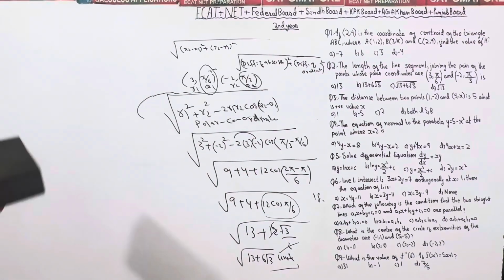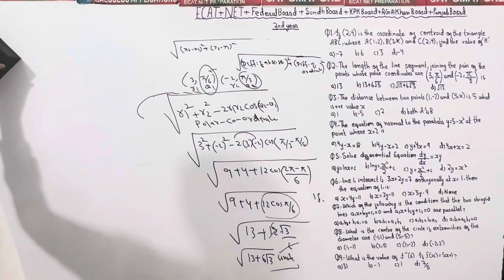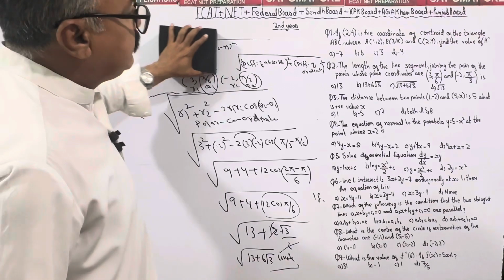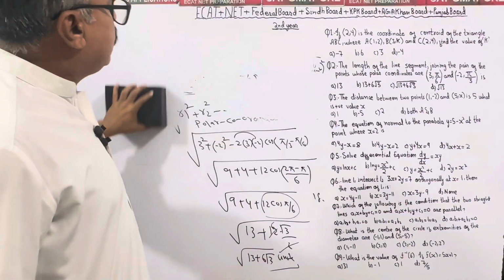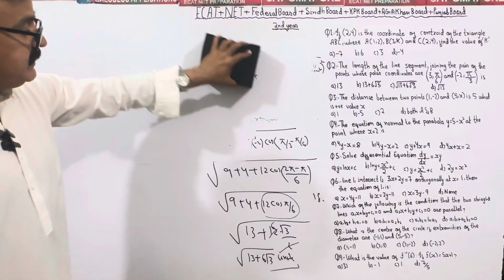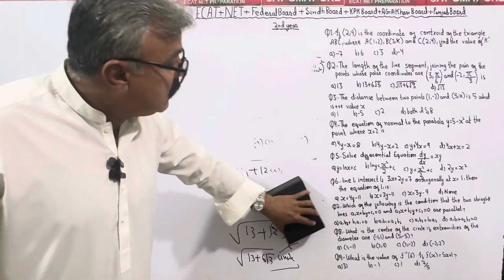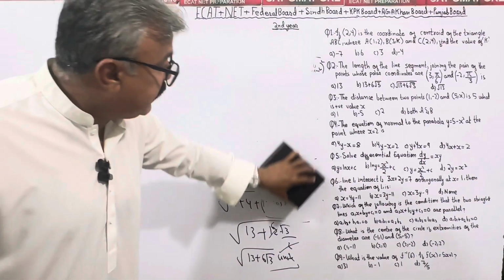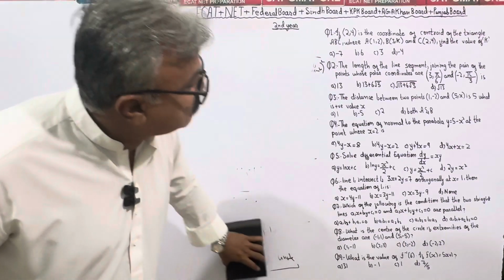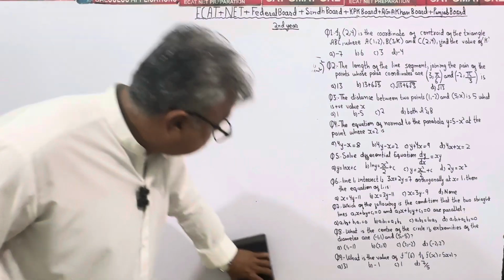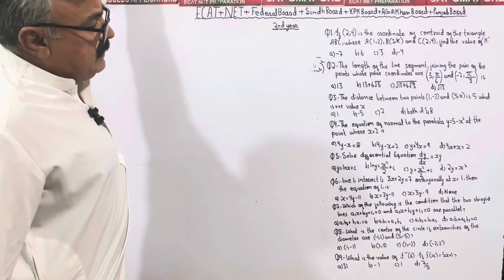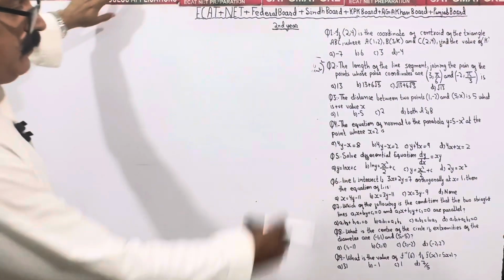Okay, another question. The distance between the two points (1, -2) and (5, x) is 5. The distance, the length between the two points, is given. We are asked to determine an unknown, that is x, but written in place of the ordinate. Don't get confused. Let's solve this one. It's an easy one.